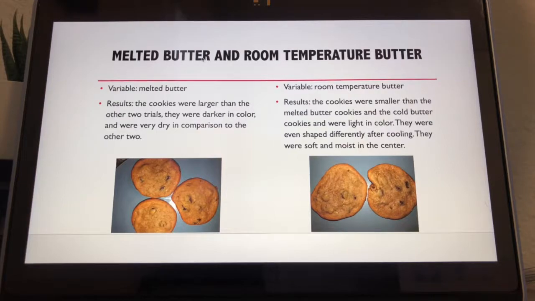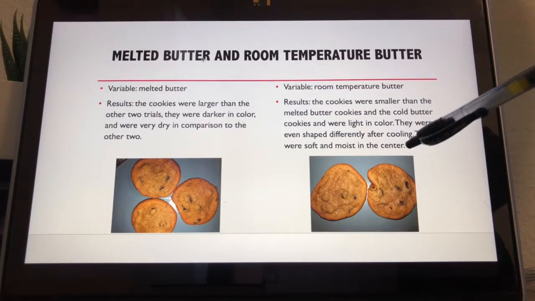So here we have melted butter and room temperature butter. On the left, this is the melted butter. So these were actually darker in color and much more dry compared to the other two. They were actually even the flattest and the largest.